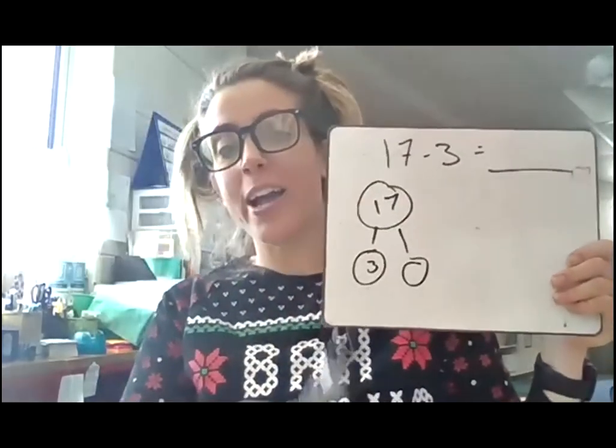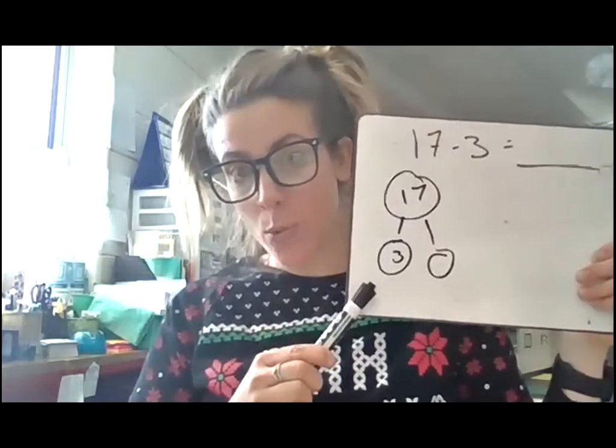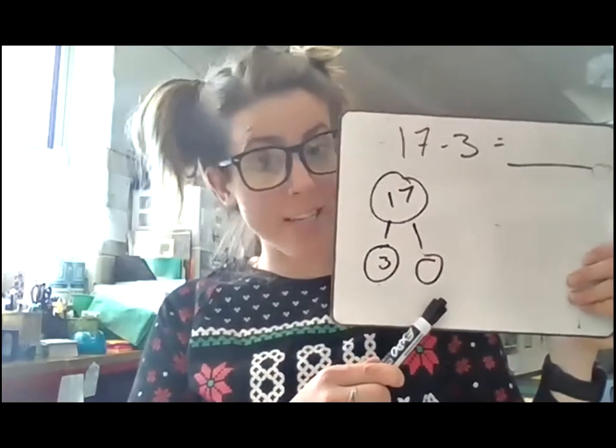Okay, pause the video to solve. Come back if you're done. All right, let's see. So I knew we had 17 things, 3 were mice, and we had to find the other part of what was not mice.